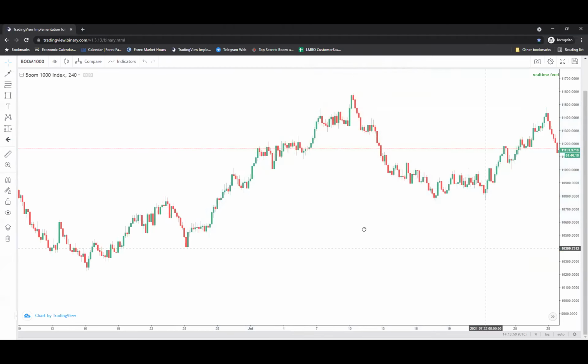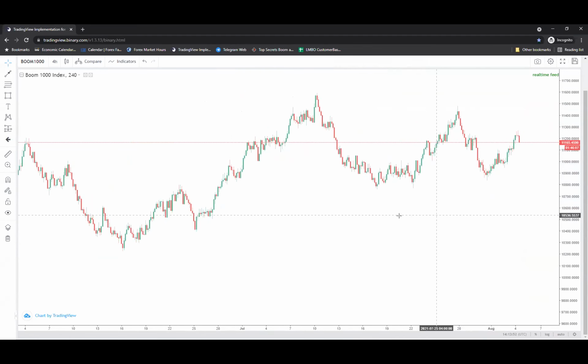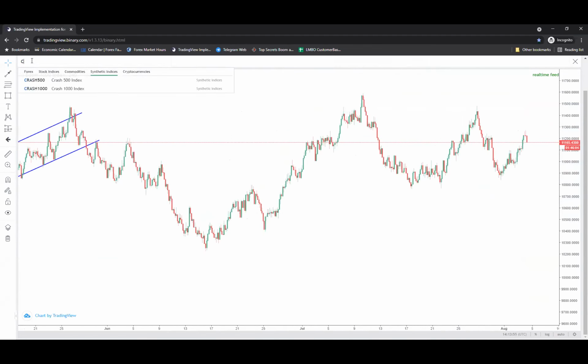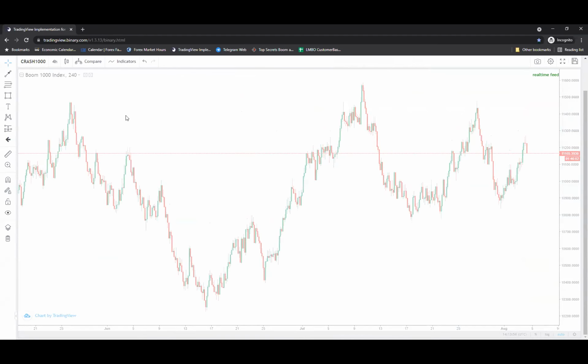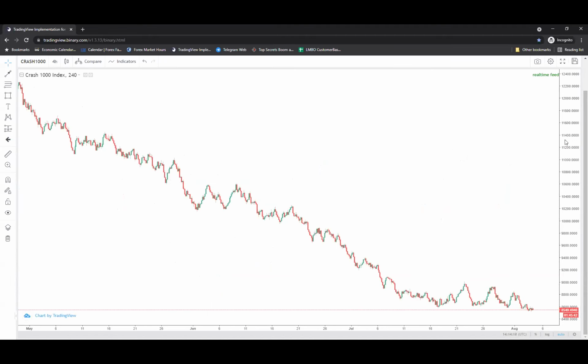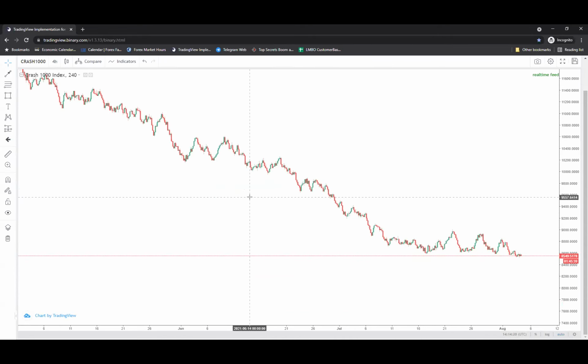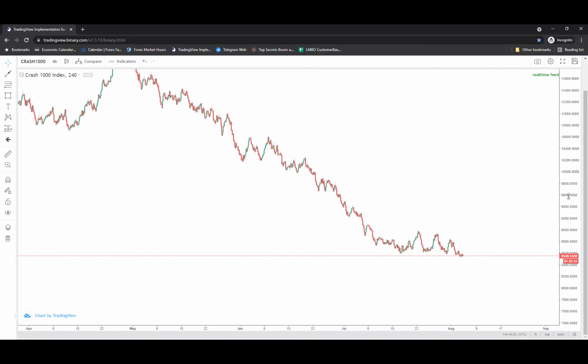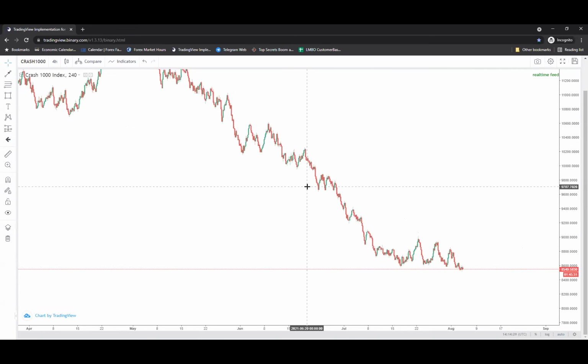Okay, clear it out. Yes, sir. Let's say the crash. The more you involve things like indicators or labels or Fibonacci levels or other tools in the chart, the more confused you will get.